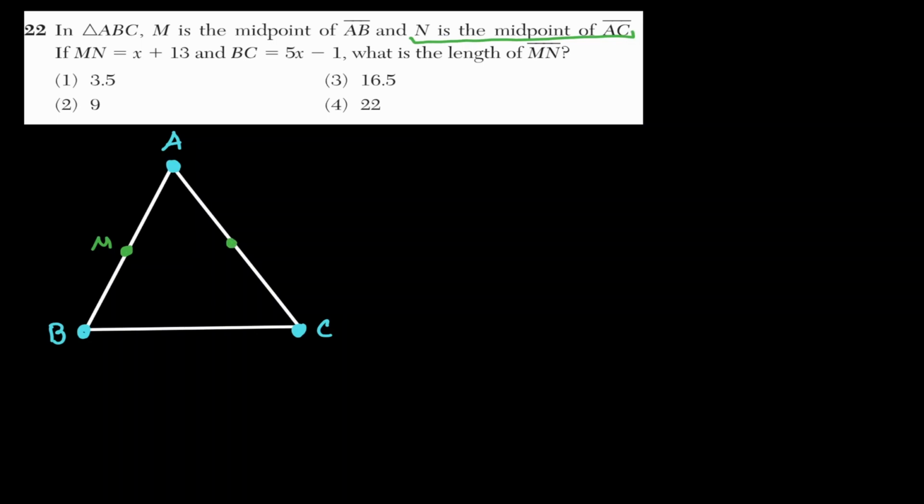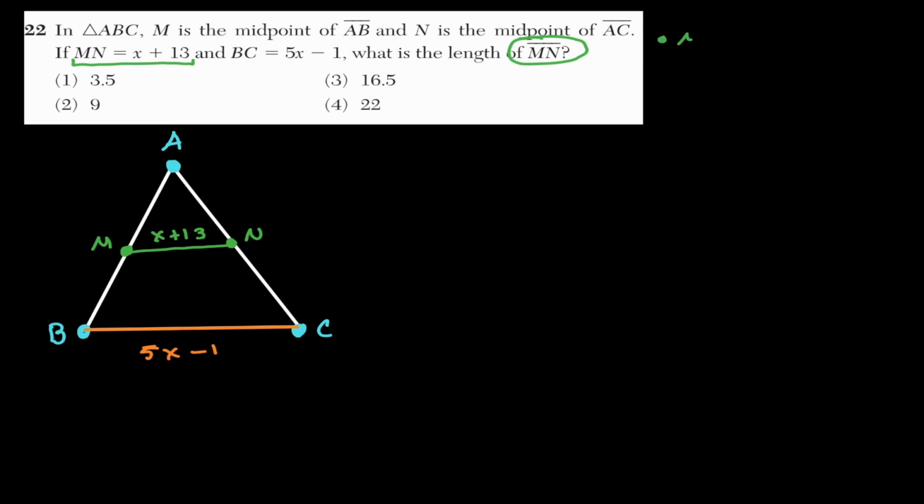So that's about here. And within this scenario, we are being given two line segments. The length from M to N, which is this section, is equivalent to x plus 13. And the length from B to C is equivalent to 5x minus 1. So if we connect the points B to C, that is equivalent to 5x minus 1. What we would like to know is, what is the exact length of MN, which is one of the expressions that we were given.